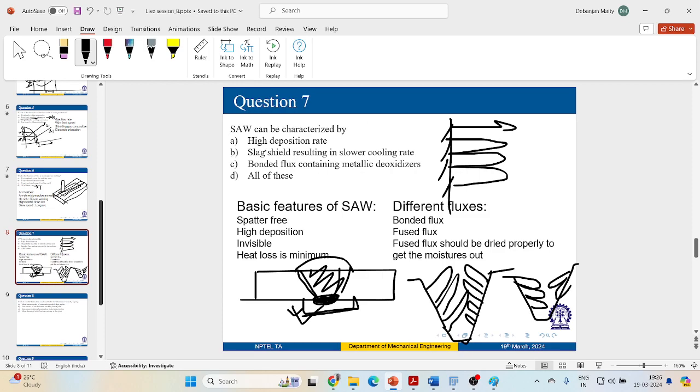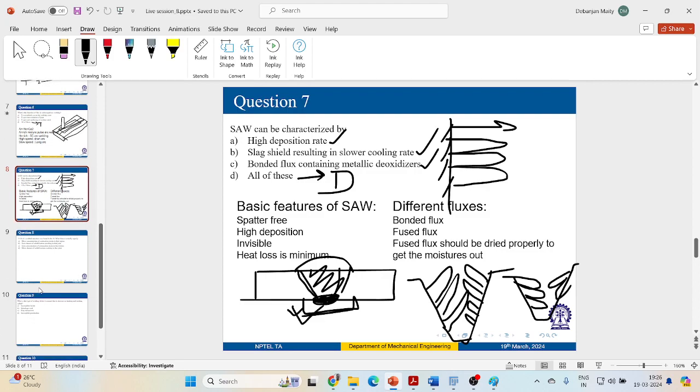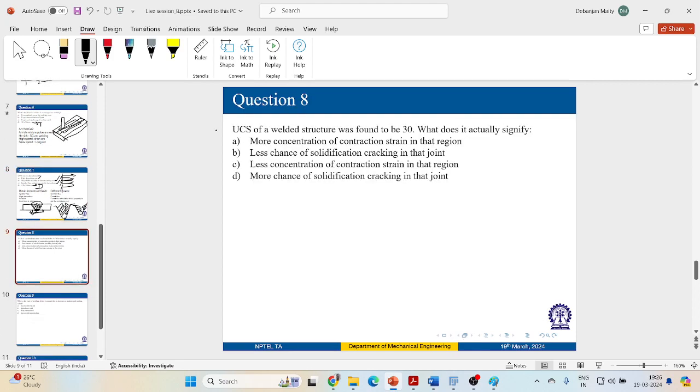Then I say submerged welding can be characterized by high deposition rate. Yes. Slag shield resulting in slower cooling rate. Yes. Bonded flux containing metallic deoxidizers. Yes. So here also option D is true.